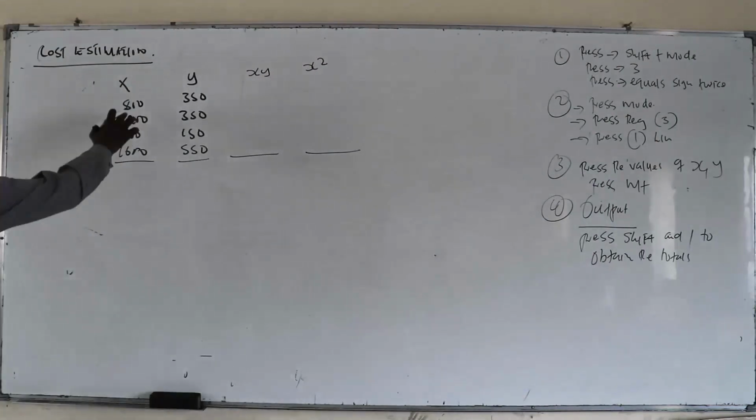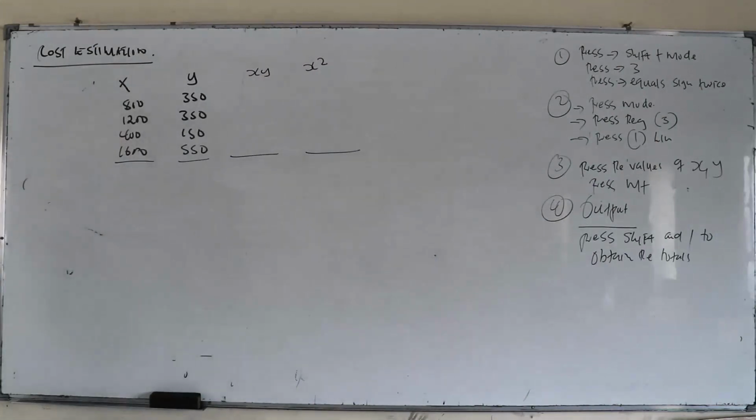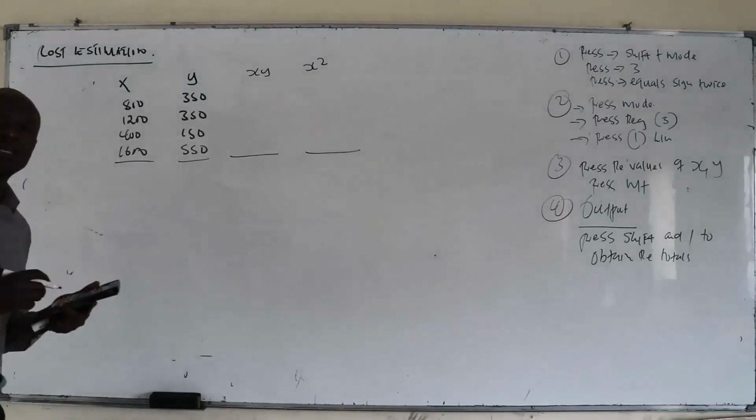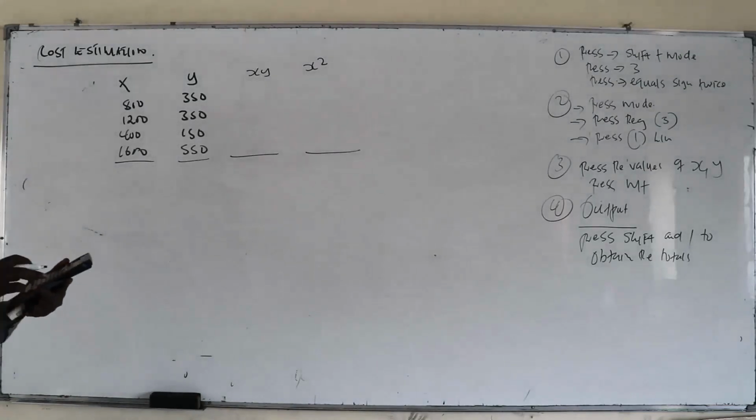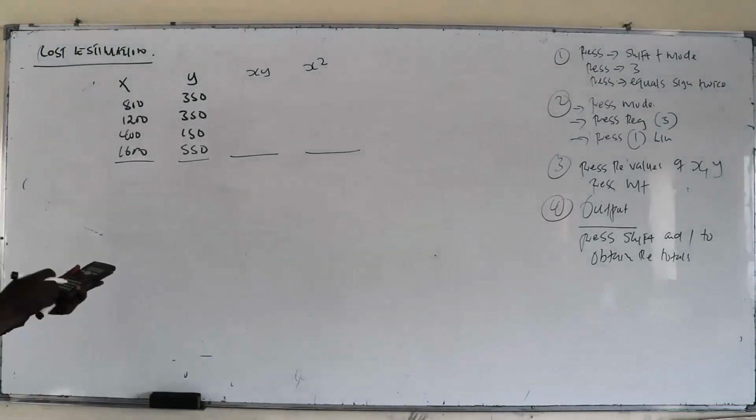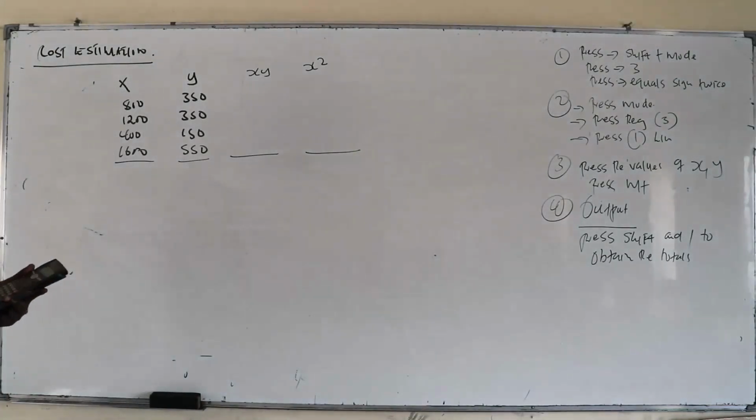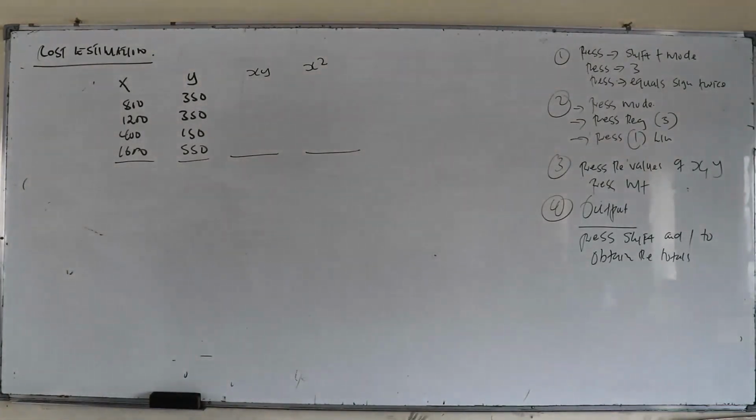You now start inputting the values of x and y. You start with x. In this case, our x is 800. So you press 800 and then comma 350, and then you press M plus. That is the first one. You go to the next one, 1,200, comma, 350, M plus. That is 2. Then 400, comma, 150, M plus. And then 1,600, comma, 550, M plus. So you have 4 data entries already.